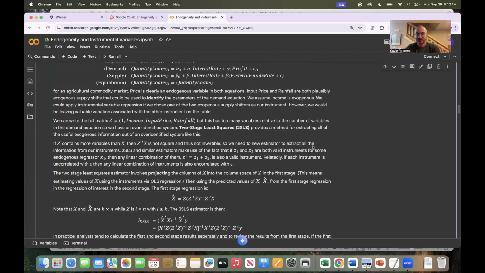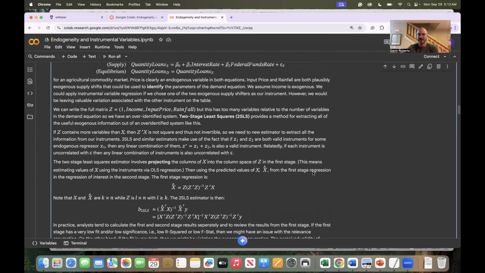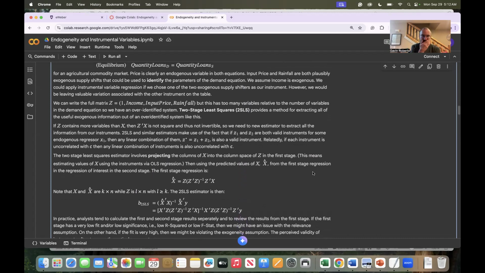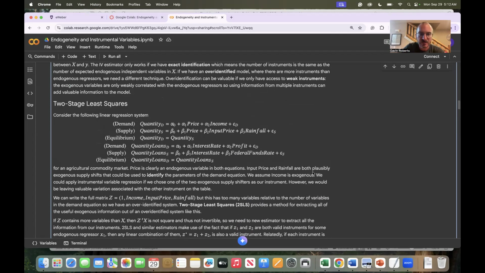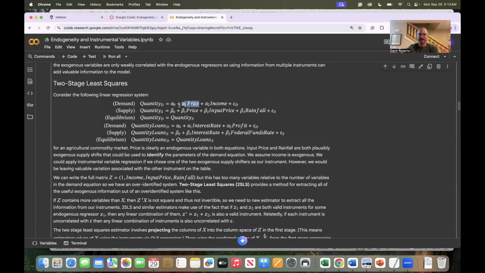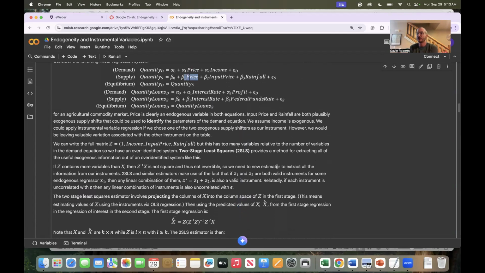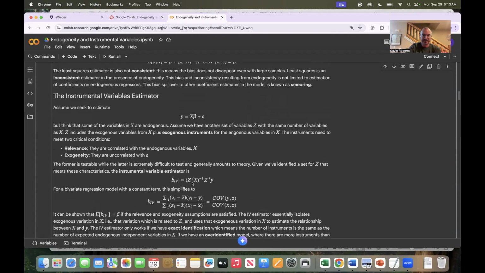We could apply instrumental variable regression if we chose one of the two exogenous supply shifters as our instrument. And we're also going to assume that income is exogenous. So we're just going to assume that price is the only endogenous variable. So we could do the above, because we only have one endogenous variable. We could do this instrumental variable approach by just choosing one of the exogenous variables, but we have three, right?